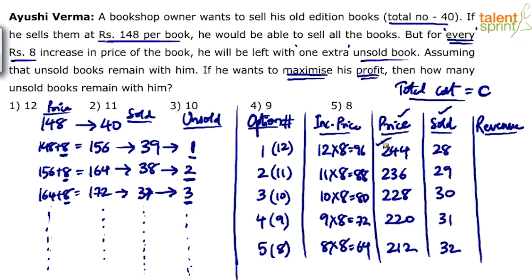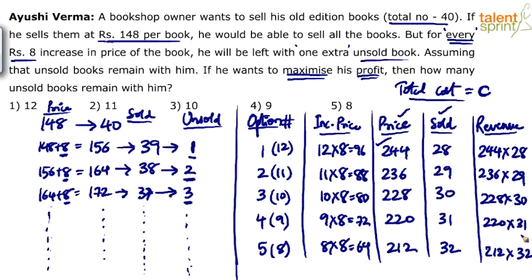So 244 into 28. Here it should be 236 into 29. Here it should be 228 into 30. Here it should be 220 into 31. Here it should be 212 into 32. Now, there are calculations to be done. You have to find out all these values. Wherever you get the maximum value, that will be your answer. Right? If the revenue is maximum, means the profit is maximum. So find out what is 244 into 28, 236 into 29, 228 into 30, 220 into 31, 212 into 32. Wherever you get maximum value, that option is your answer.